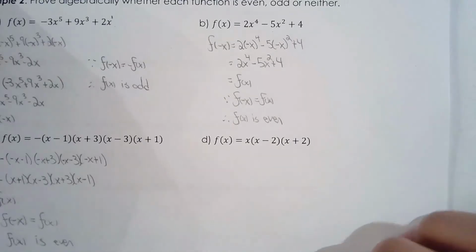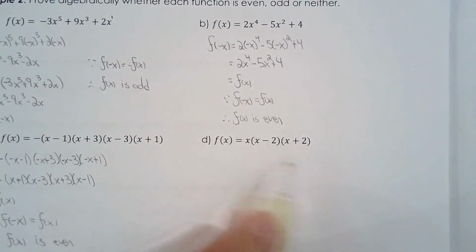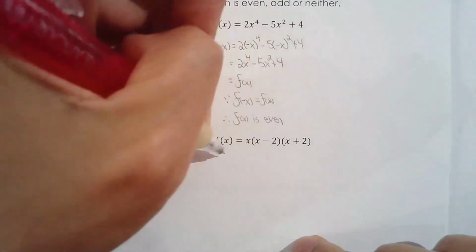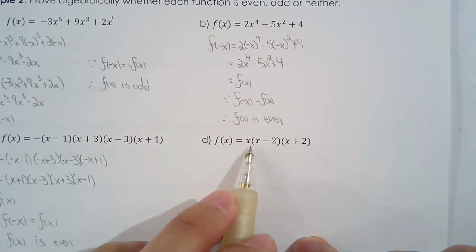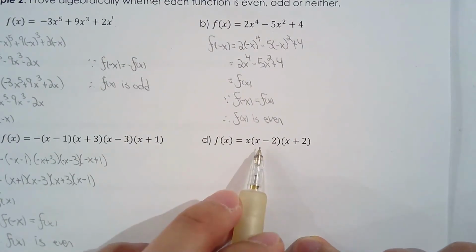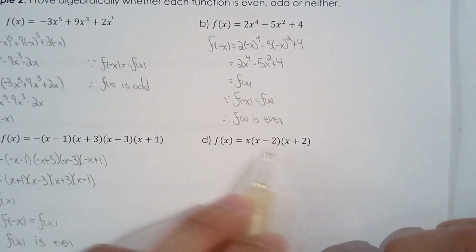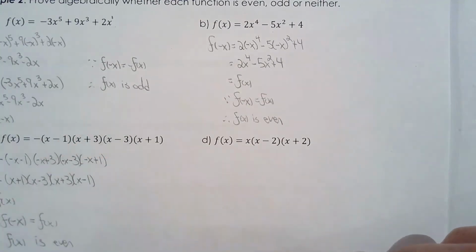Okay, what about this one? I can tell you right off the bat, this one is odd. How do I know? First of all, it's a degree of 3, so it can't be even. And secondly, this function has symmetry in its zeros.